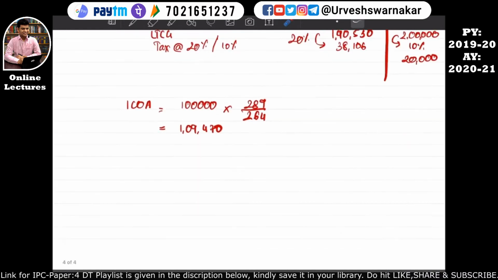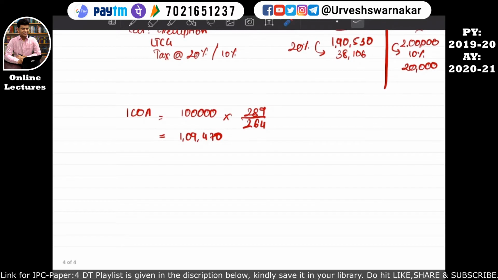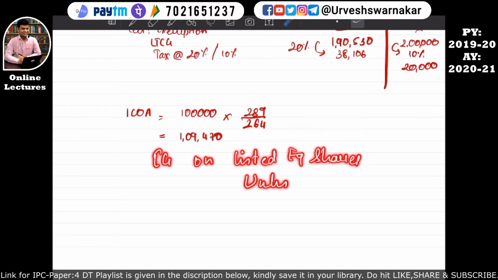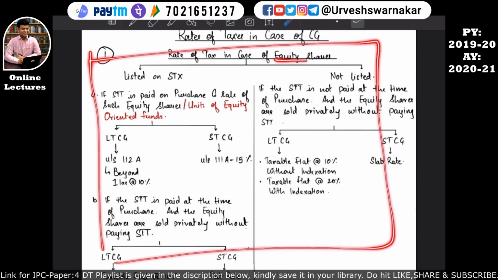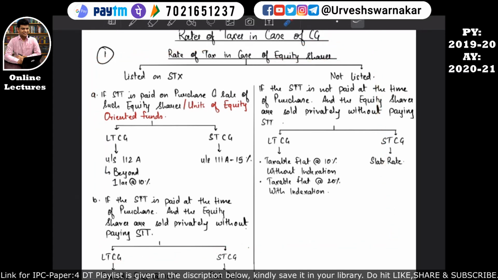Okay, so I hope you all have understood how to calculate capital gain on listed equity shares, as well as on unlisted equity shares. Students, now we have already understood the rates of taxes in case of equity shares. But there was a concept that we have already studied under section 49. So let's revise that concept because it is along similar lines to equity shares.